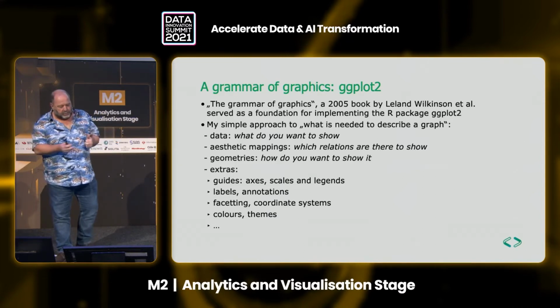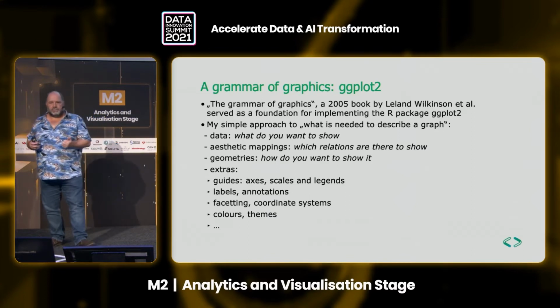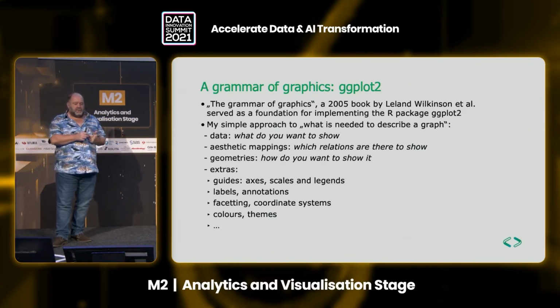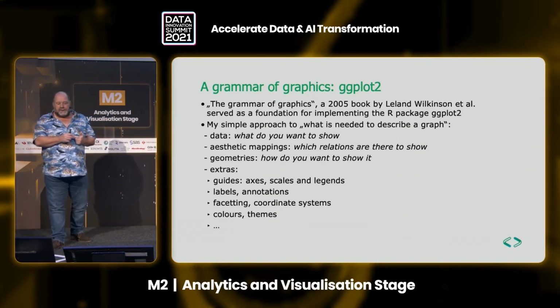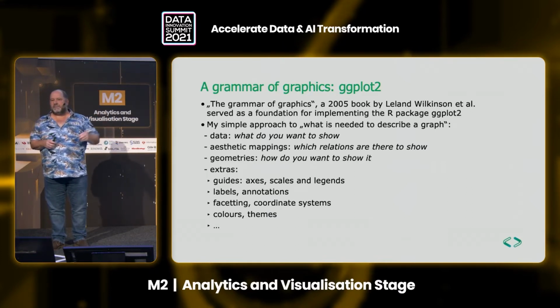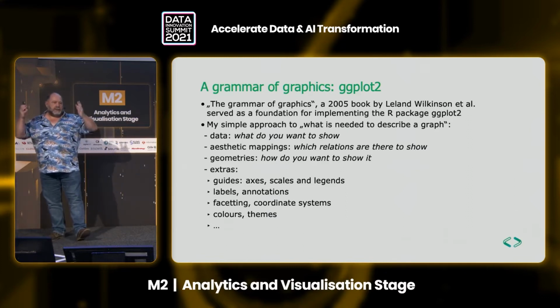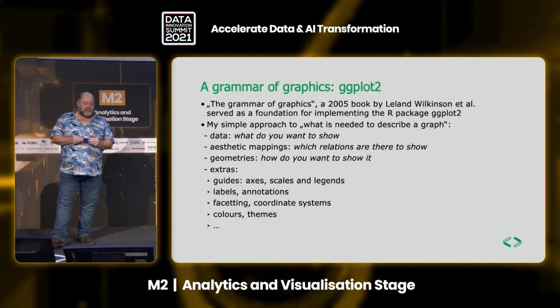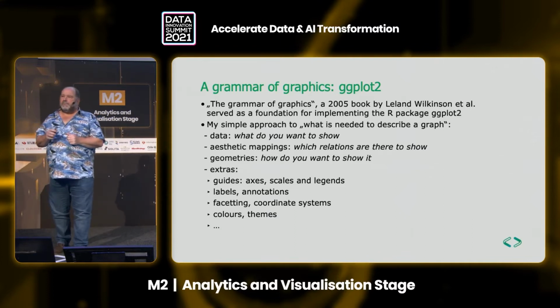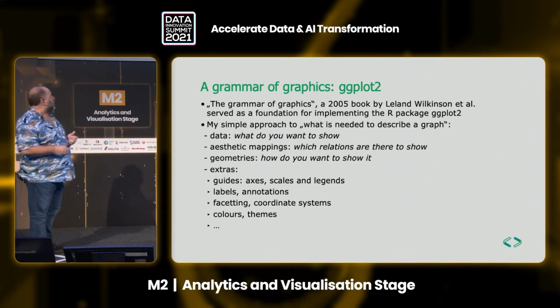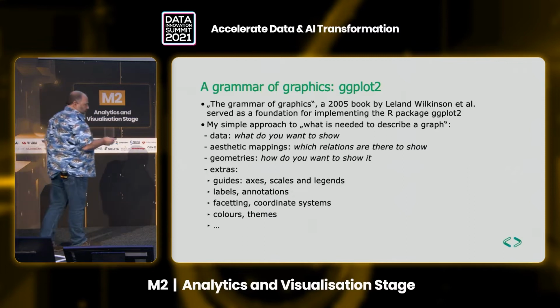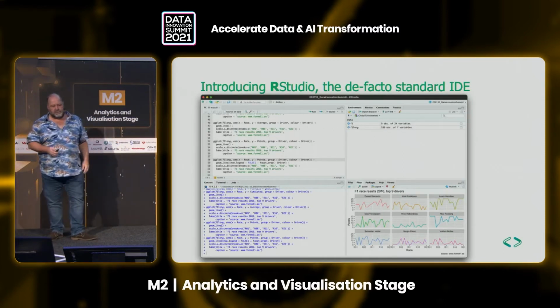The first is, of course, your data. What do you want to show? Second would be the so-called aesthetics. Basically, that boils down to what you want on the x-axis and what on the y-axis. The geometry: you want a scatter plot or a line graph or a bar plot or whatever. And then you've got several extras like themes and legends, and you can play around with colors and faceting. You name it, you got it.